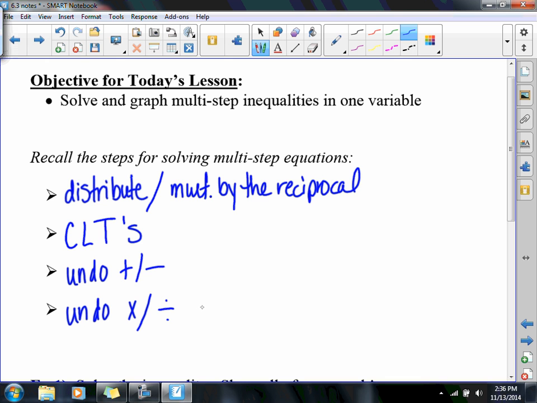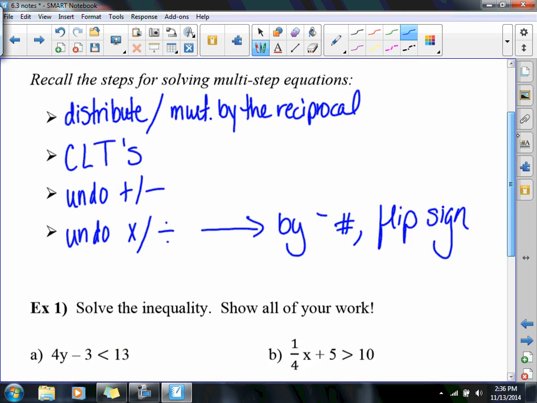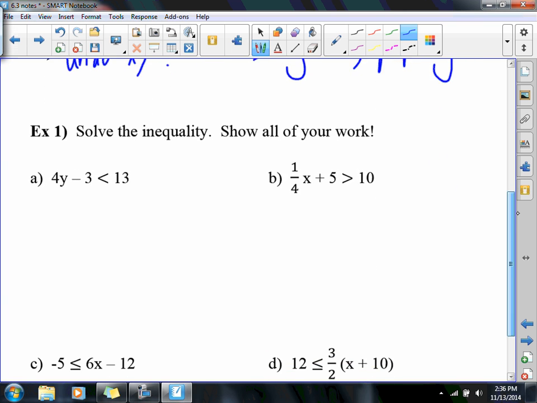And remember, when you're multiplying or dividing by a negative number, you might have to flip the inequality sign. So that was a rule that we saw yesterday in the 6.2 notes, and that rule will still apply today.